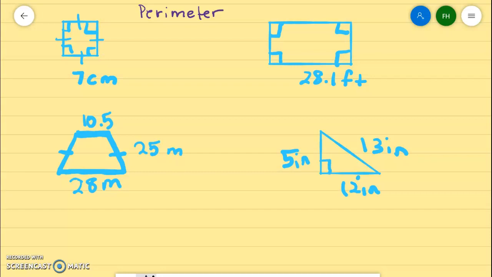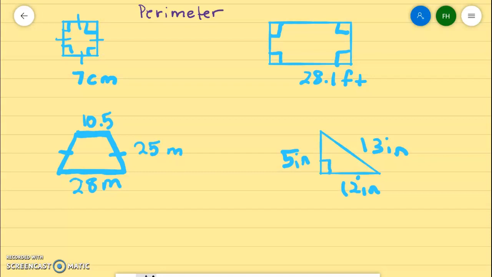Okay, so on these, we are being asked to find the perimeter. Now, the directions will have to tell you whether you are finding the area or the perimeter. So be careful and make sure you read carefully before you start calculating.